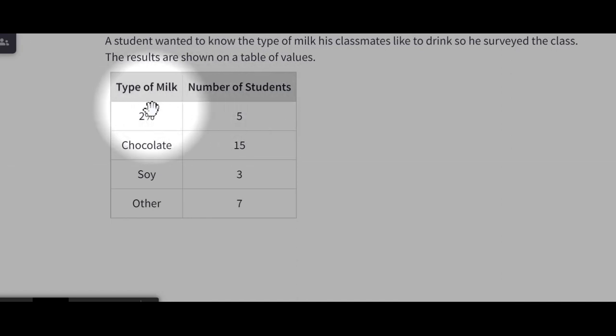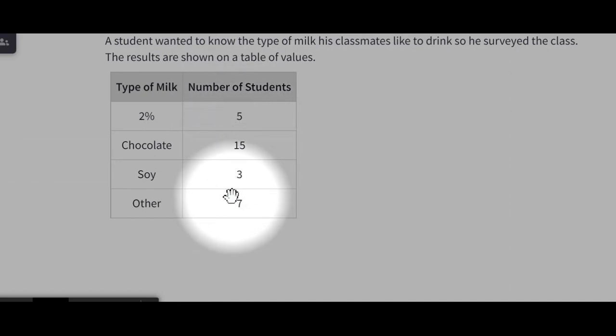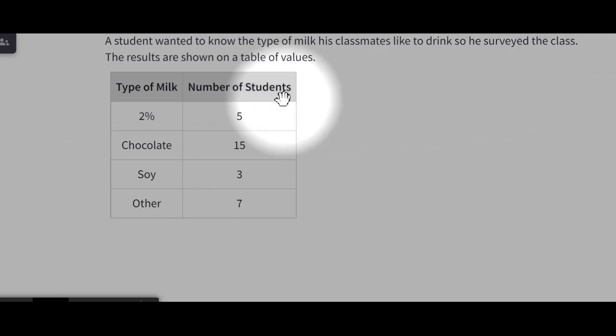So here we have it in this column, type of milk, and then this column is the number of students. Again, this is his class only. So this table is only talking about his class.